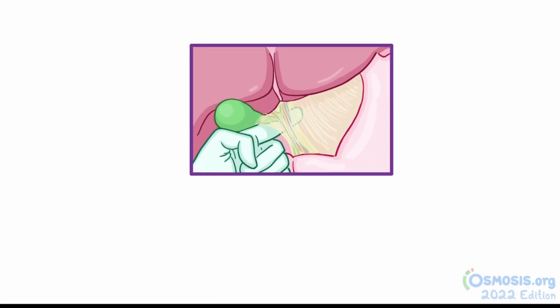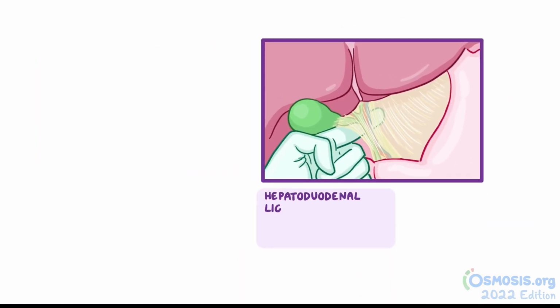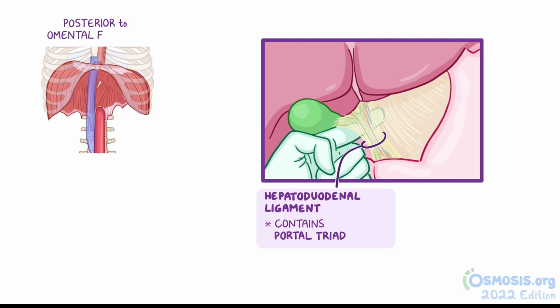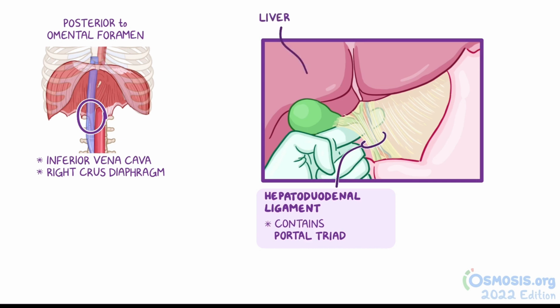Anterior to the omental foramen, there's the hepatoduodenal ligament, which is the free edge of the lesser omentum that contains the portal triad. Posterior to the omental foramen is the inferior vena cava and the right crus of the diaphragm. Superior to the omental foramen is the liver, and inferior to the omental foramen is the first part of the duodenum.